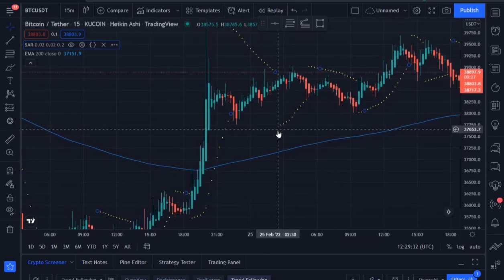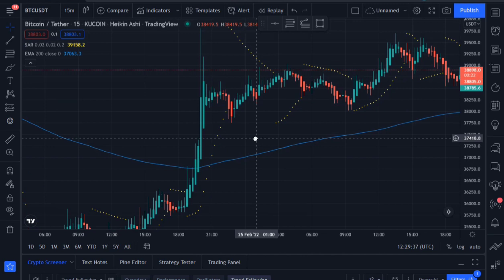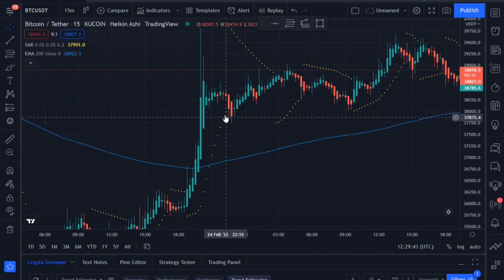So if you notice, like what I said earlier, the closer the dot is to the candle indicates the expiration of the trend. Here is a perfect example of what I'm trying to say.